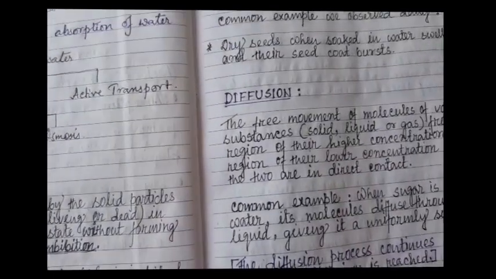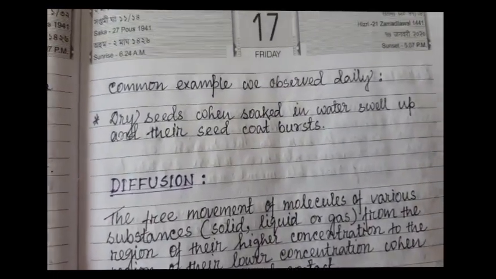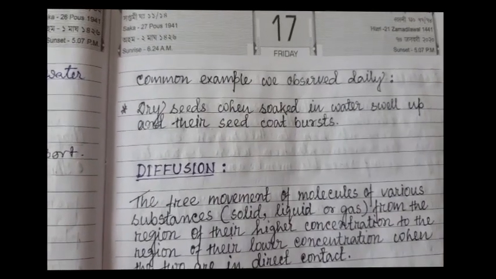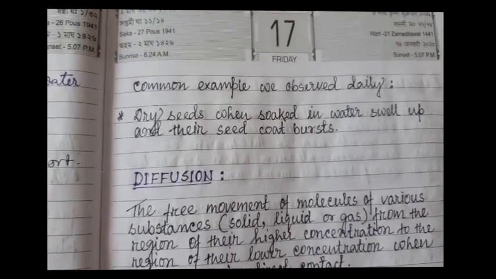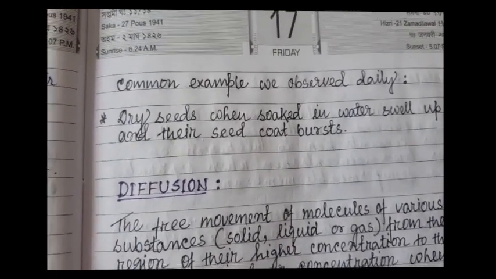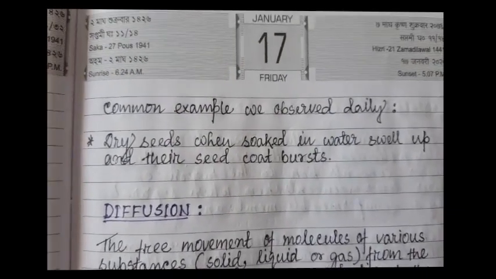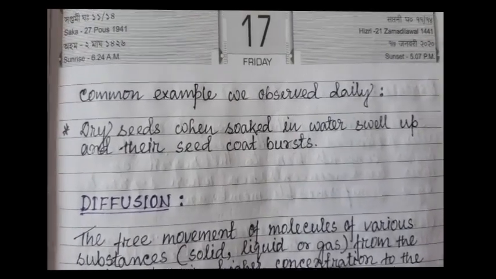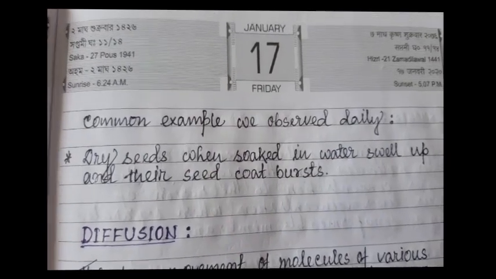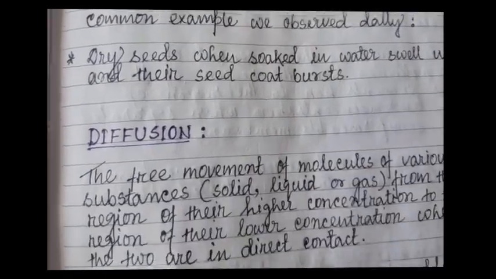Now let's see some common examples. If you soak some dry seeds, they will swell up the next day. This occurrence is due to the process of imbibition. When we were soaking, the seeds were dry, but after soaking throughout the night or throughout the day, the seeds will swell up and the seed coat may burst also. So we can say that it also helps in germination.